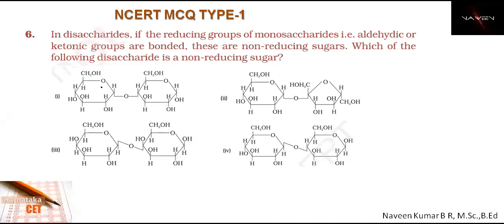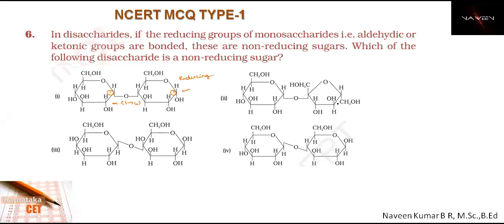Now if we look into the options, in the first one, this is the anomeric carbon atom. Again, this is the anomeric carbon atom. This is free, hence it is a reducing sugar. And the linkage is alpha 1,4 glycosidic linkage, so it represents the structure of maltose.